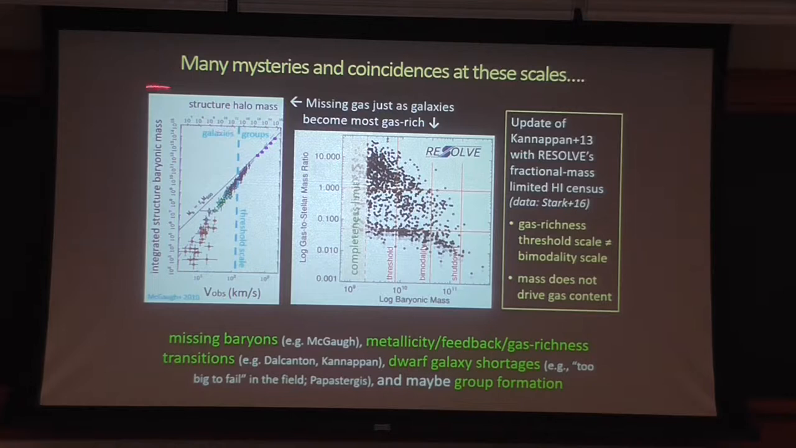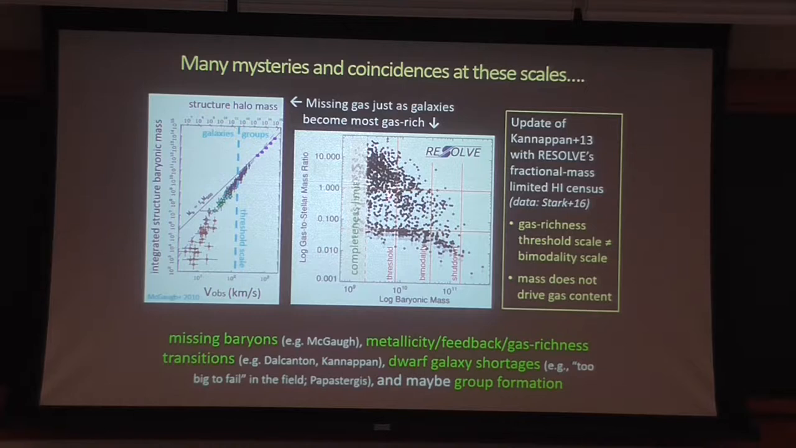What's particularly intriguing about the missing baryons is that we think that the missing baryons, or at least the best theoretical understanding, is that it might be WIM gas, that 10 to the 5th Kelvin gas. So that means we're missing gas exactly in the regime where galaxies become the most gas rich.